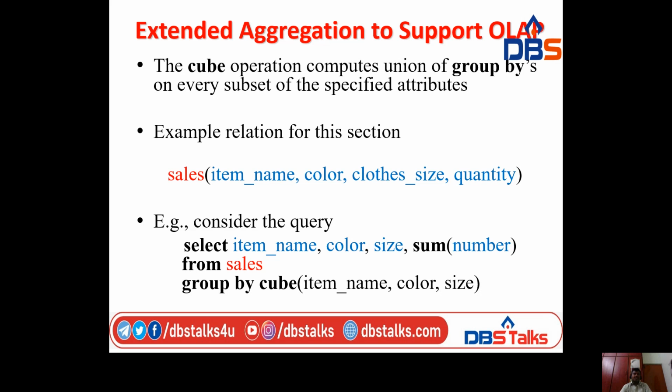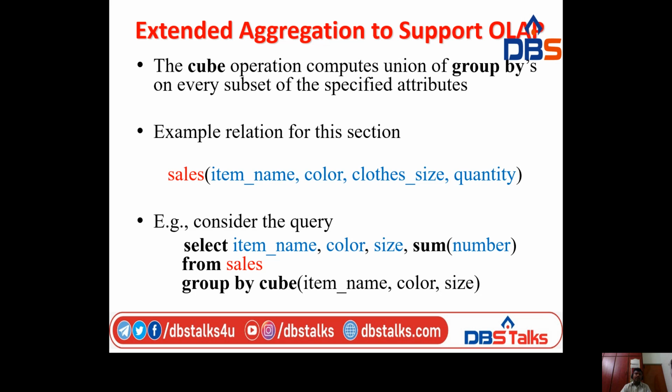Now coming to the extended aggregation to support OLAP. Extended aggregation which supports OLAP. The cube operation computes the union of group bys on every subset of the specified attributes. Here the cube is the union of group by classes. What is actually group by? The group by can calculate based on some group, for example the student name or a set of shirt types. The union of group by classes will form the cube.